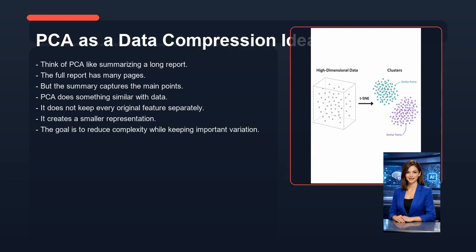Now let's look at PCA as a data compression idea. Think of PCA like summarizing a long report. The full report has many pages, but the summary captures the main points. PCA does something similar with data. It does not keep every original feature separately. It creates a smaller representation. The goal is to reduce complexity while keeping important variation.